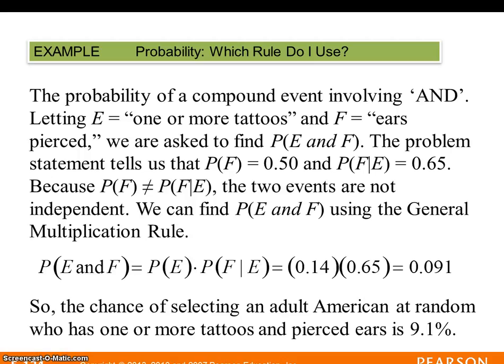Again, I don't know if I always follow the decision tree when I do these problems, but if it helps you, you can certainly use it. So the chance of selecting an adult American at random who has one or more tattoos and pierced ears is about 9.1%.